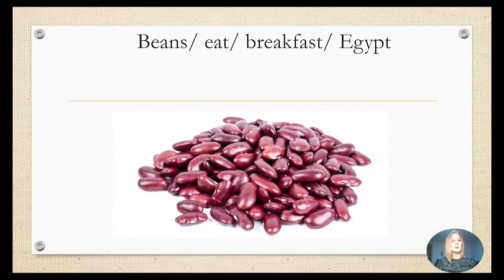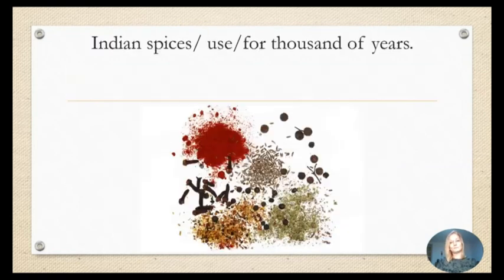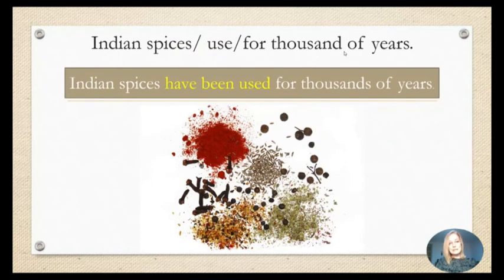Okay, what are these? These are beans. So believe it or not, beans are eaten for breakfast in Egypt. Okay. Indian spices. Pay attention to the "tens" for thousands of years. Oh, this is a mistake. It should say thousands. Indian spices have been used for thousands of years.